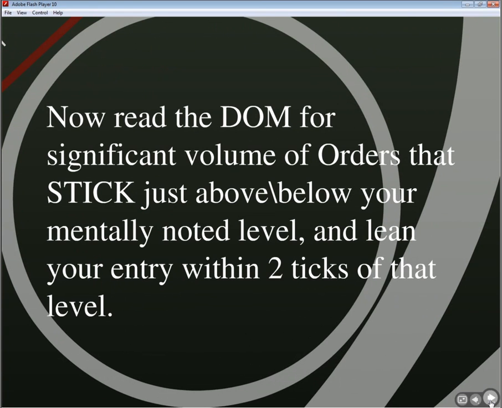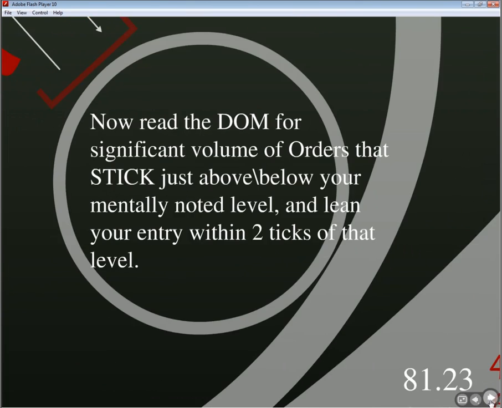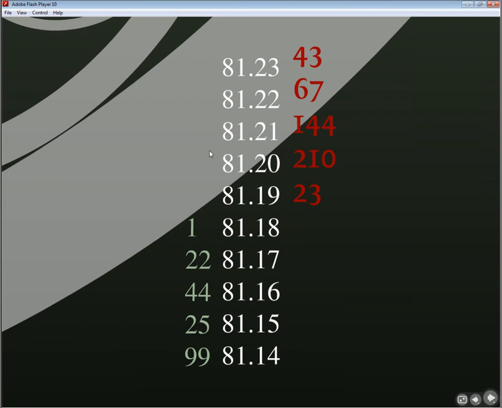Now, look for a significant volume of orders that sit just above or below that mentally noted level, and lean on the entry within 2 ticks of that level. So we're looking for exactly the same thing, and this is all we really need to look for. For example, this might be the 34 exponential moving average. That might be at the 19s. Let's say the 34 exponential moving average is right at the 20s.